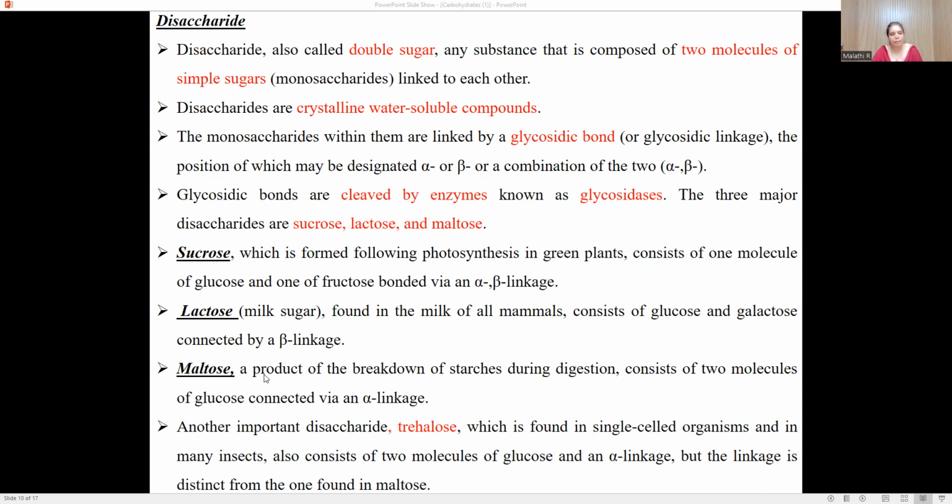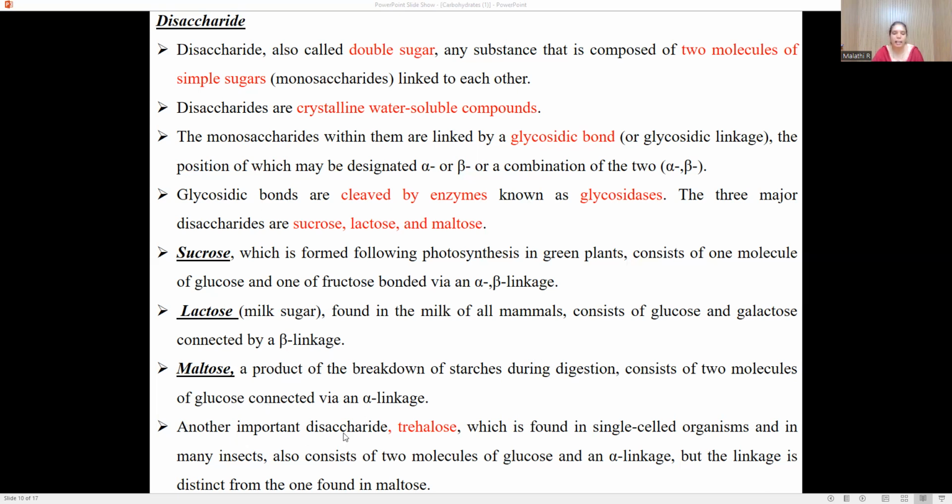The third one is maltose, and maltose is produced from the breaking of starch, especially partial digestion. It consists of two molecules of glucose, and it is connected by means of alpha linkage. So two glucose molecules will yield maltose. Sucrose has glucose and fructose, lactose has glucose and galactose, whereas maltose has two glucose molecules.